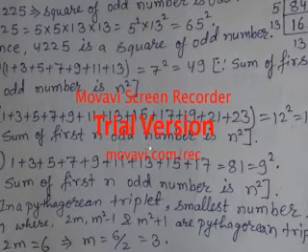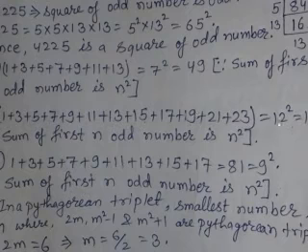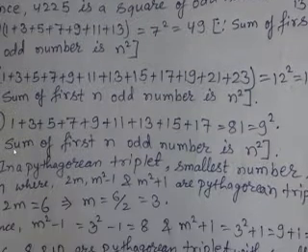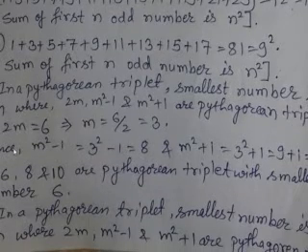Since the sum of the first n odd numbers is n square, here 12 odd numbers are there, so 12 square is equal to 144. I hope all of you are understanding it. Now we will move towards question number 5.